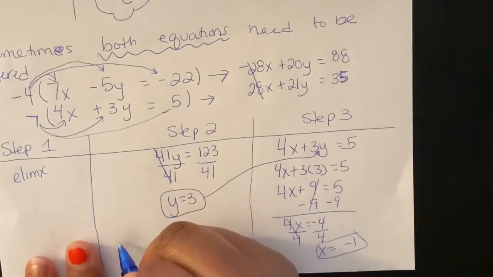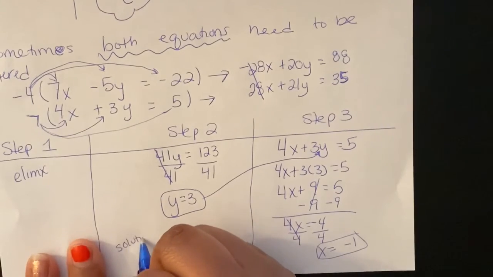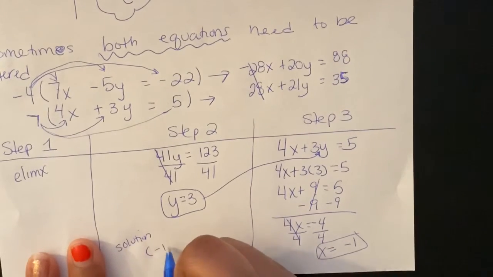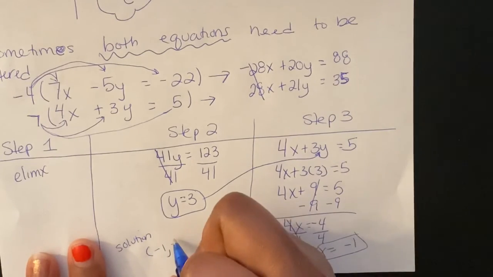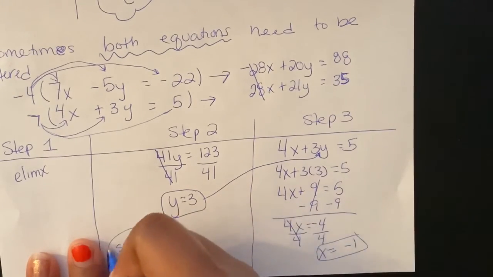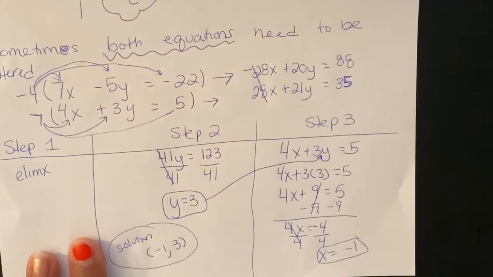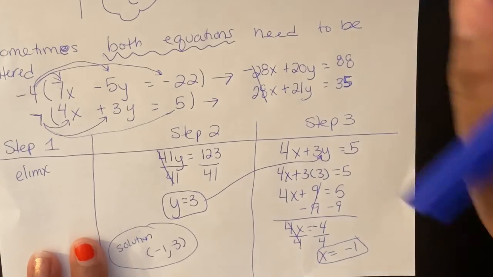So here we're saying my solution is negative 1, 3. Okay. All right. And again, to check your answer, you would plug that solution into both of the equations and make sure it works. But for the sake of time, I don't want to do all that. Okay.